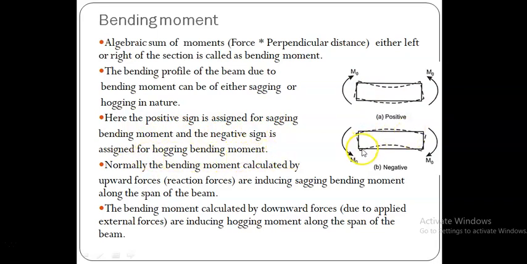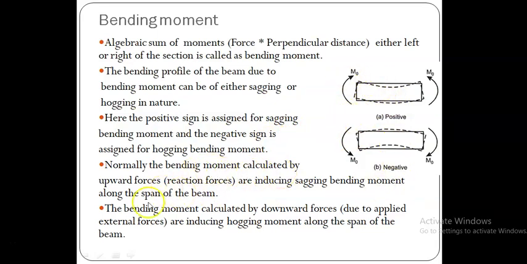So if we have the bending profile like this, hogging, in that case, what happened? For this bending, we put the sign minus. So with respect to any section, we make the algebraic sum of moments. Those moments may be either sagging or hogging. In case of sagging, we put the sign positive. In case of hogging, we put the sign negative. Next, we see what are the sagging moments and what are the hogging moments.